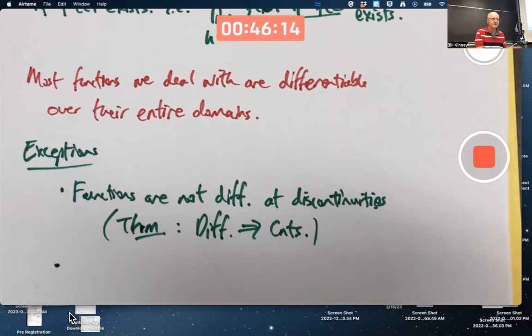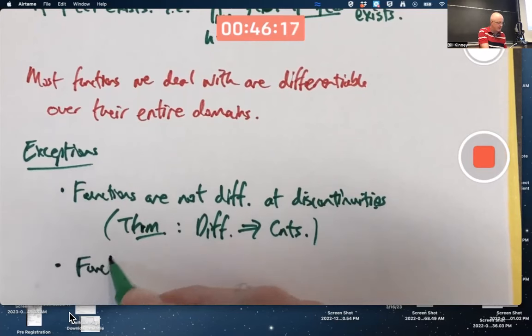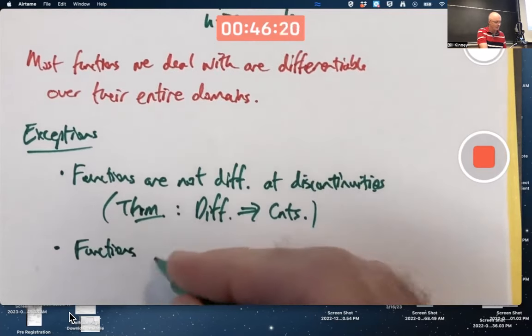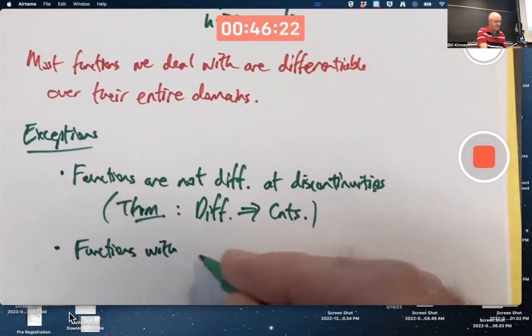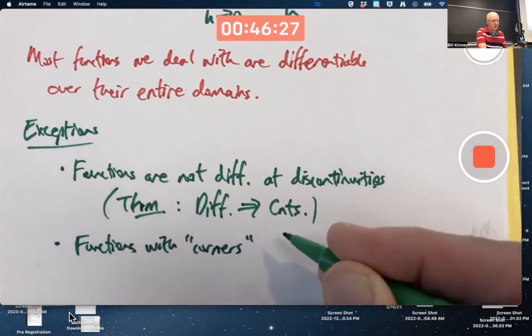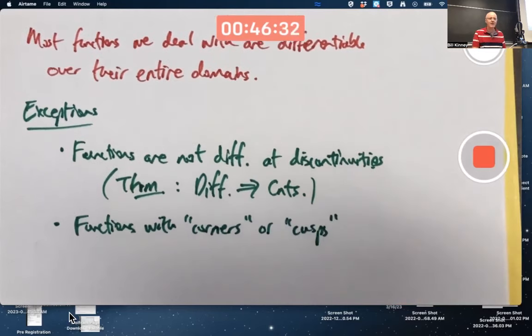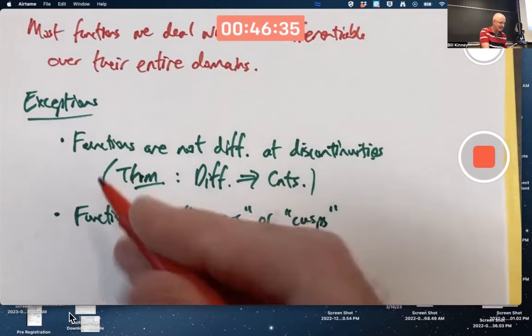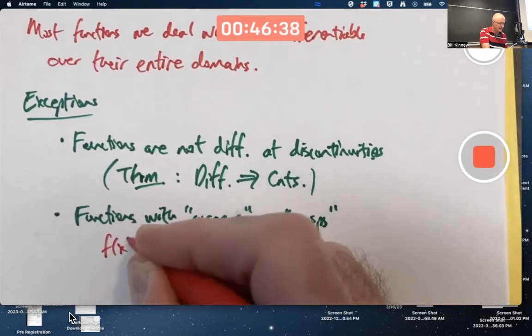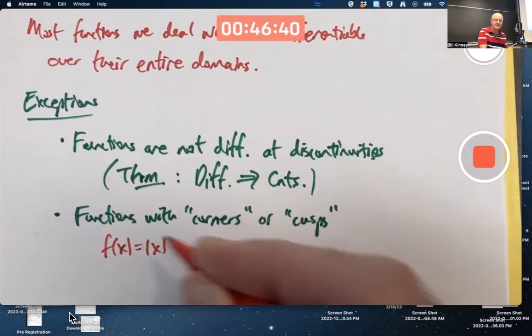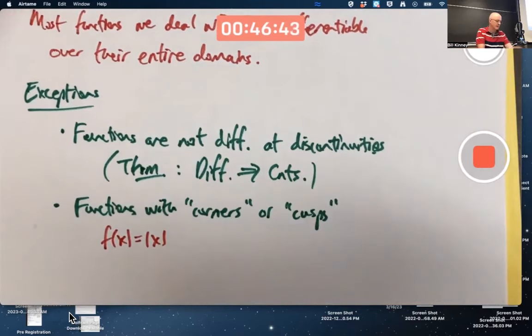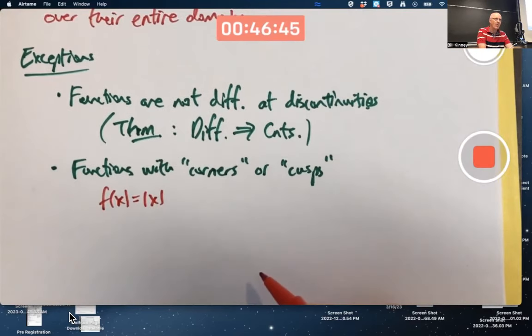What other exceptions? Functions that are continuous but have corners or cusps in their graph. What are examples of functions like that? The simplest example is f of x equals the absolute value of x. That's the simplest example. Where the function's graph has a corner or cusp, that is a location of lack of differentiability.